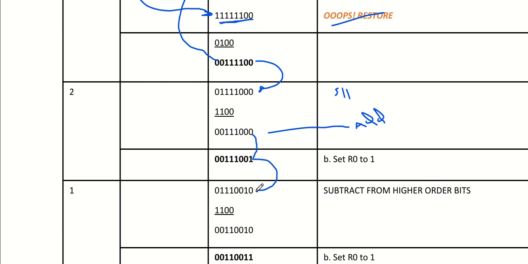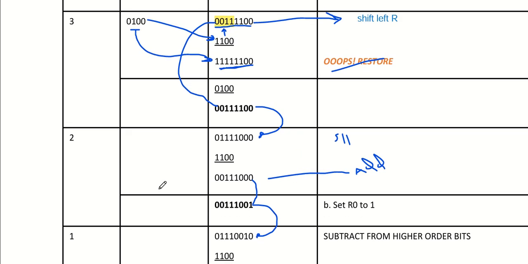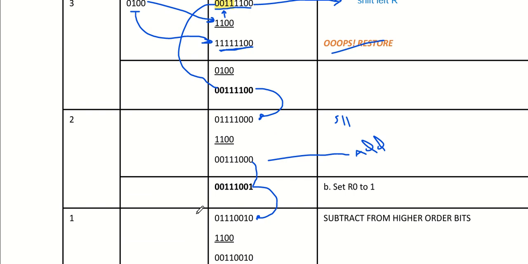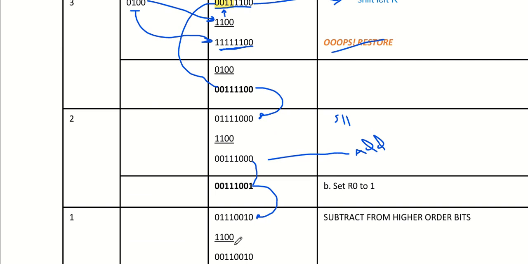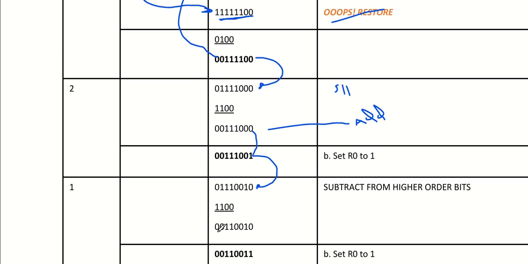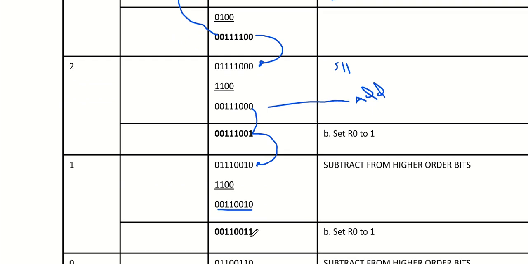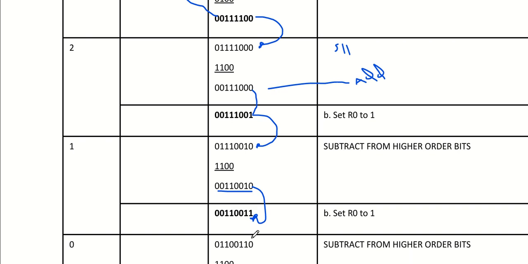Of the previous remainder. Now, we have to subtract from the higher order bits, right? Remember, we are subtracting 0, 1, 0, 0. When we find the two's complement 1, 1, 0, 0, then we add it, and we get a positive answer again. So since we get a positive answer, we should set the last bit, which is this one, to 1, right? Then we go to the next step.